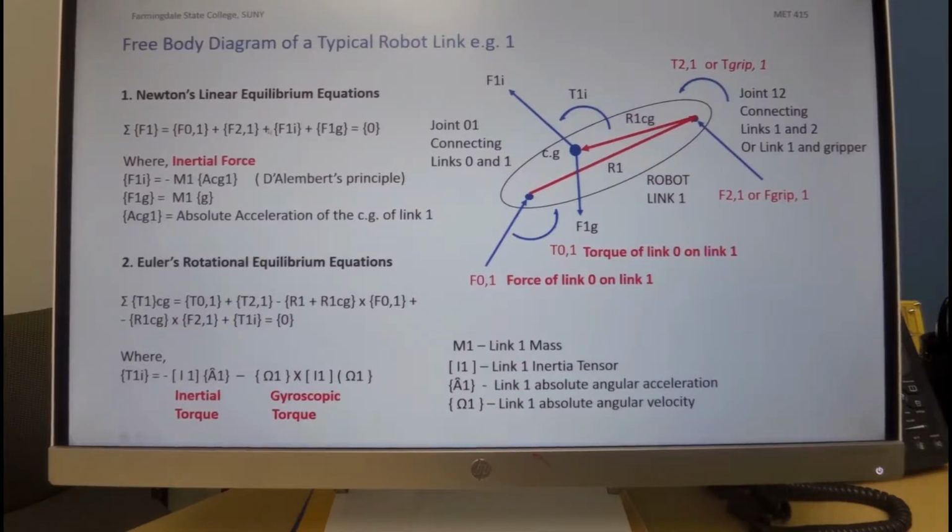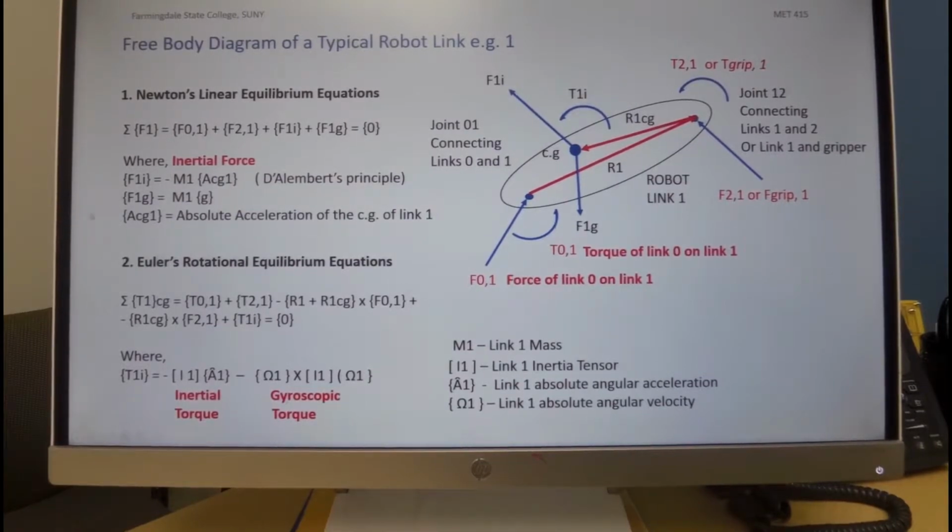Now, the inertial force is equal to minus m1 times the absolute acceleration of the CG of link 1. This is the so-called D'Alembert principle. We take Newton's law, F equals ma, we plug it into the summation of forces equal to 0, and we treat it as just a static force with a minus sign here. The gravitational force is m1 times the gravity. And this basically is one equation.